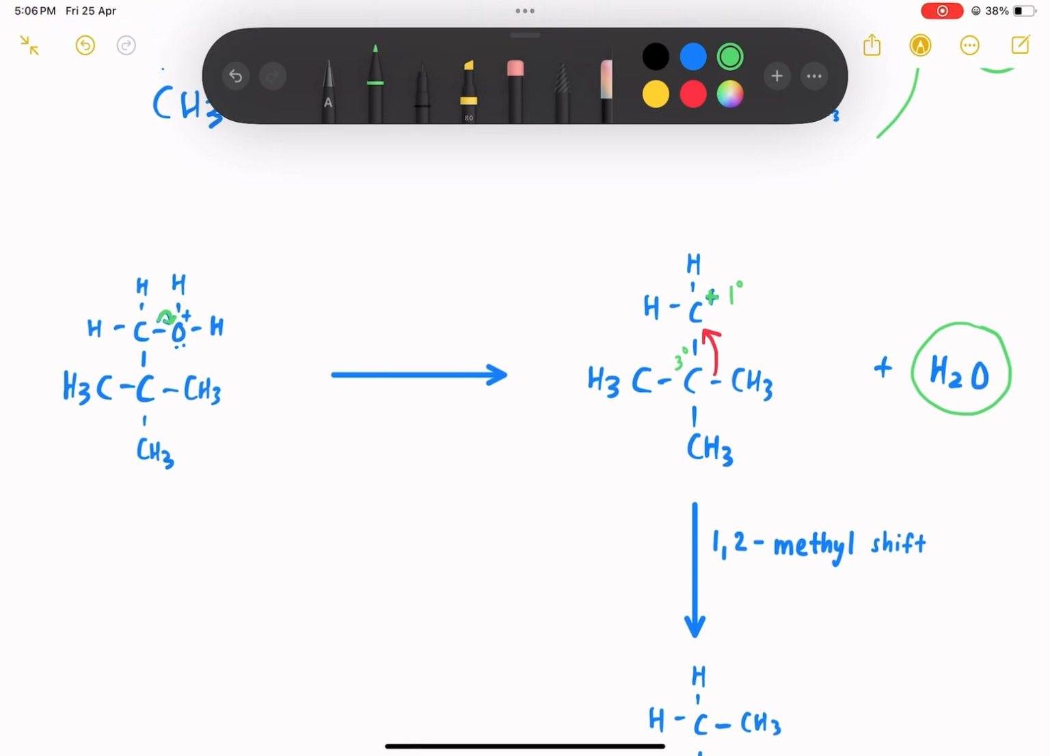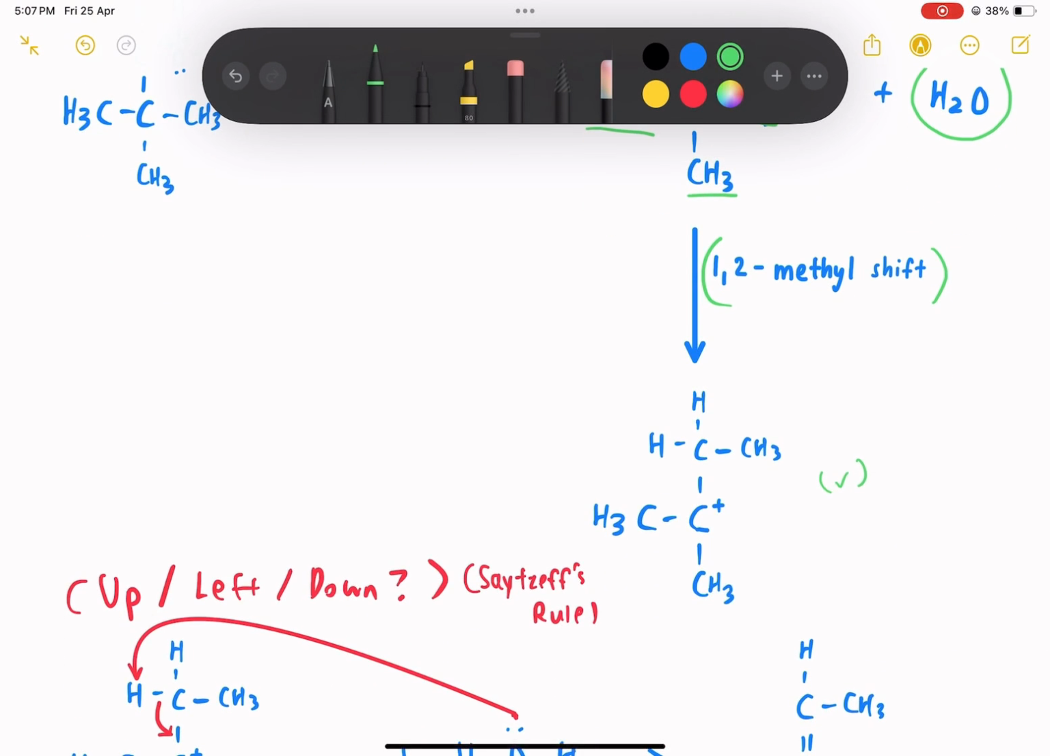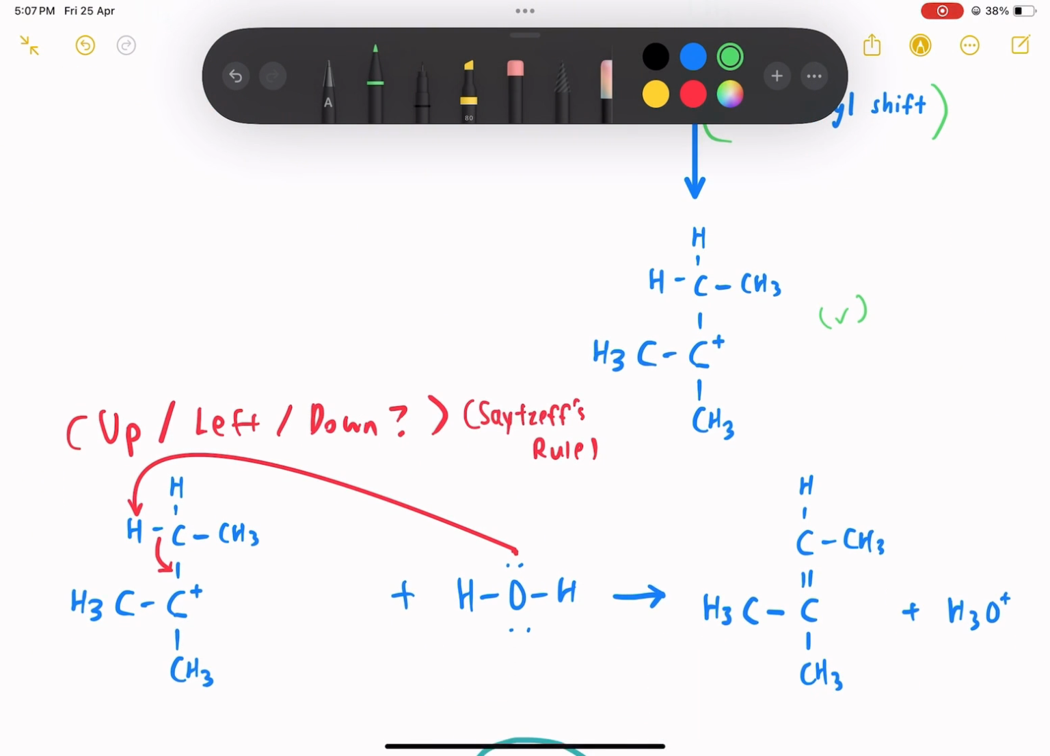There will be a 1,2 methyl shift because there are only methyl groups over here, and then when the structure undergoes the 1,2 methyl shift, it will form this structure. After you have the carbocation ion, consider Saytzeff's rule, which means you need to remove one H and then form a double bond.